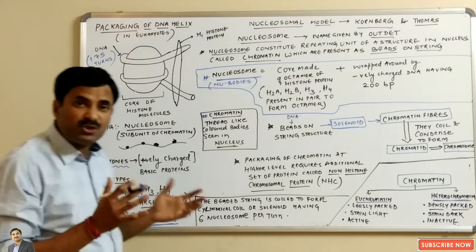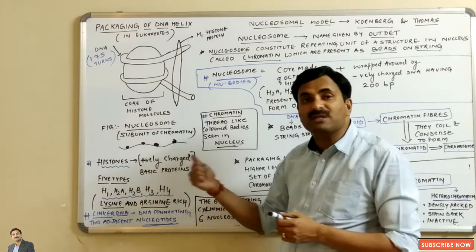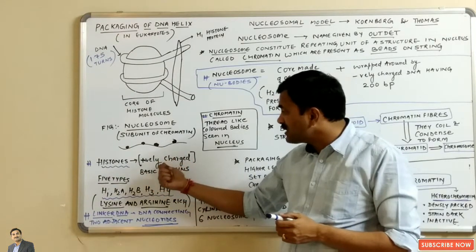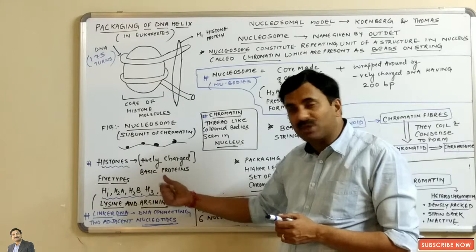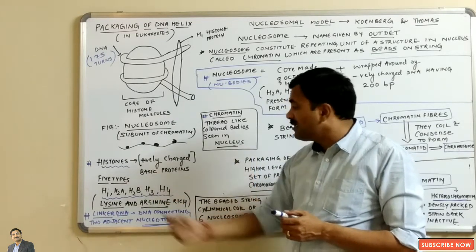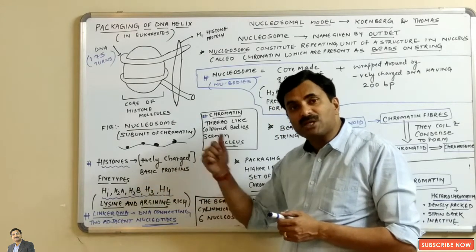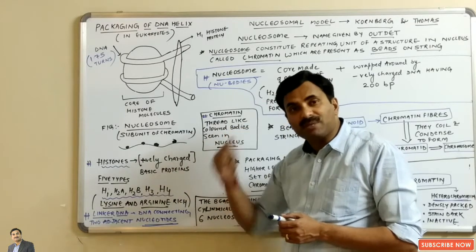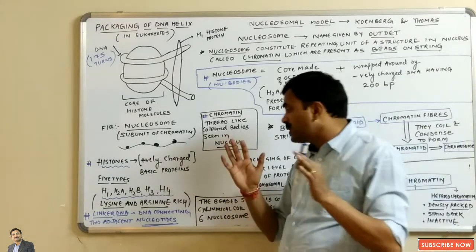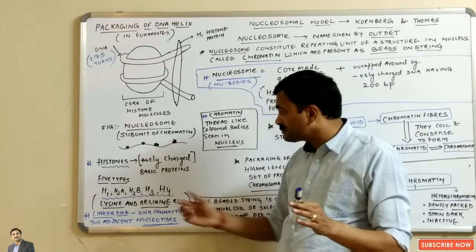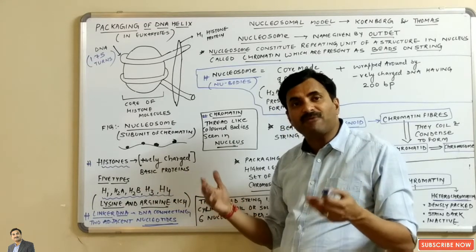Now again the question arises: what are histone proteins? Histone proteins are positively charged proteins, or we can say they are basic proteins, and these histones are of 5 types: H1, H2A, H2B, H3 and H4. Again I am repeating, histone proteins are positively charged, basic proteins, and they are of 5 types: H1, H2A, H2B, H3 and H4. And as we know, because these are proteins, all proteins are made up of amino acids, right?